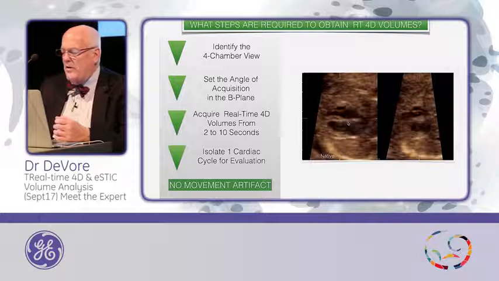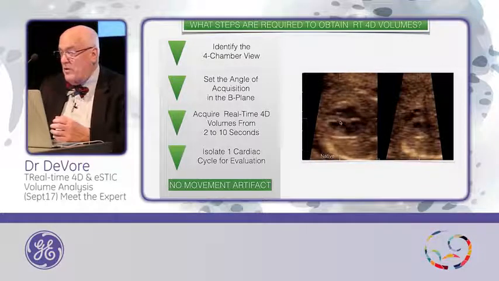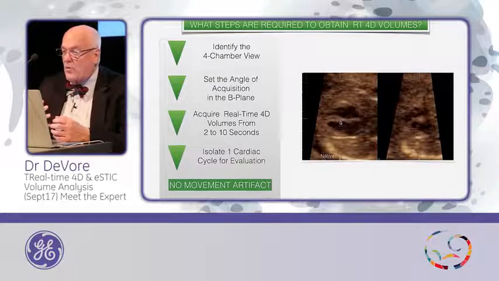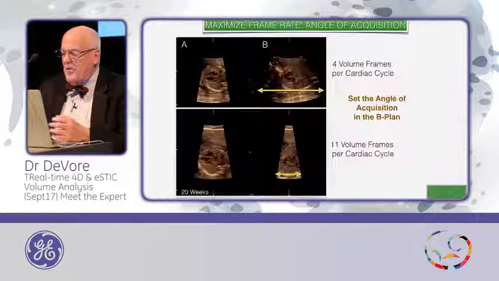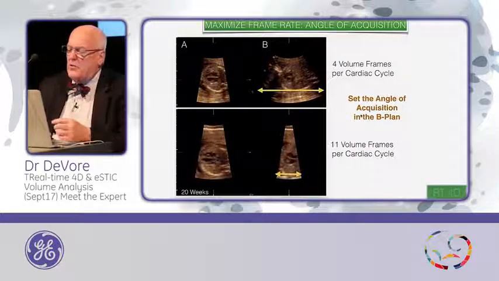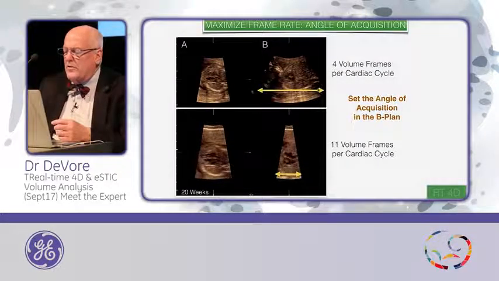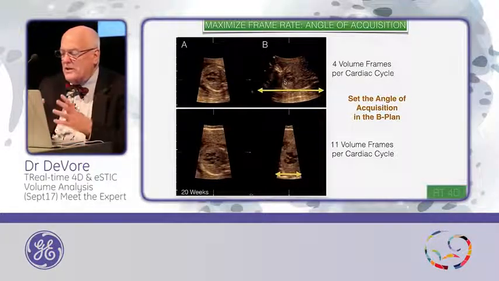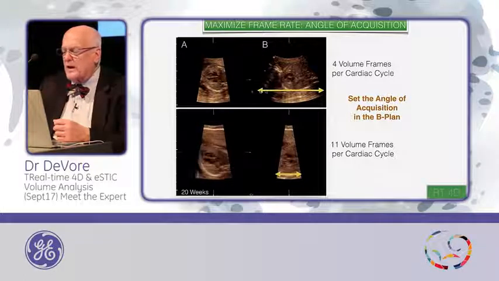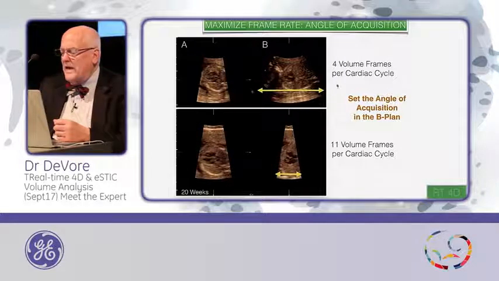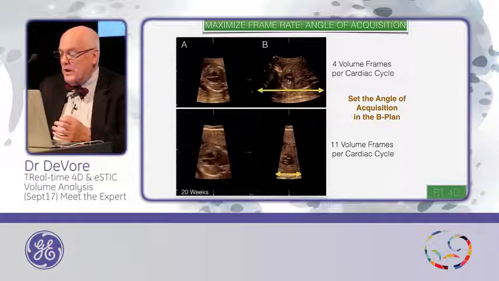Now here we have an image, and if we have time, I'll bring one up on 4D view and show you what it looks like. Here's the 4-chamber view and the short axis view of the heart. Now the problem is, the wider the sweep angle, the fewer volumes one is going to see in the overall volume data set. So we do not want a large sweep angle in the B plane. This is from the head down to the upper pelvis. And that gives you 4 volume frames per cardiac cycle, which is not enough for interpretation.